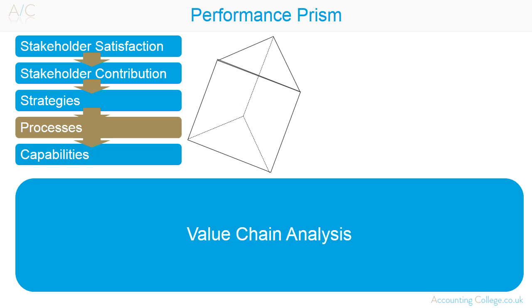The value chain analysis can be used as a tool within the Performance Prism to help in the processes facet, where the management are asking, what are the processes that we have to put in place to meet our strategies? Business process re-engineering can be used at the processing stage to eliminate or reduce any unnecessary activities.